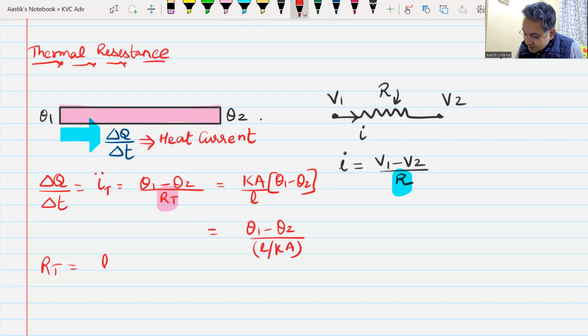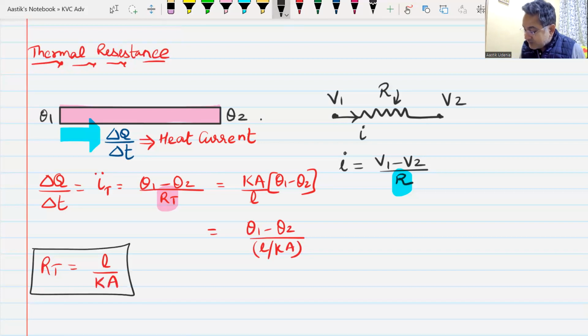This term L divided by K A is also known as the thermal resistance of this rod. So this rod can now be treated as a resistance whose thermal resistance is given by L by K A. L is the length of the rod, K is the coefficient of thermal conductivity, and A is the area of cross section of this rod. Do we understand this? So this R_TH, L by K A, is known as the thermal resistance. We understand this? Yes, sir. And it is exactly similar to the resistance of a resistor.